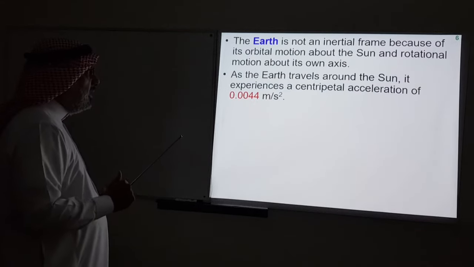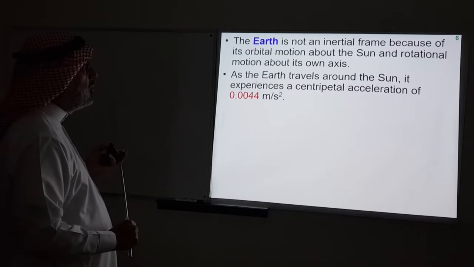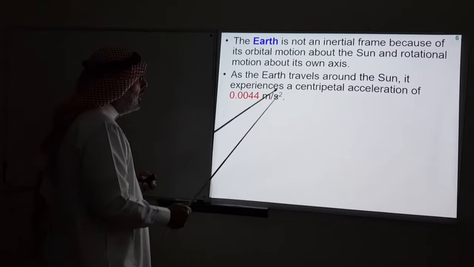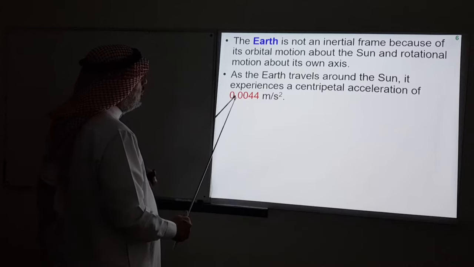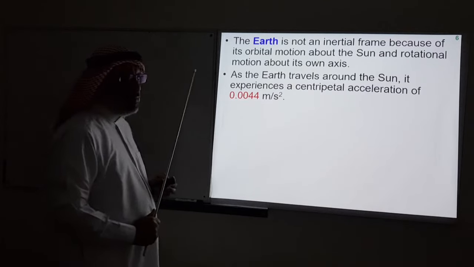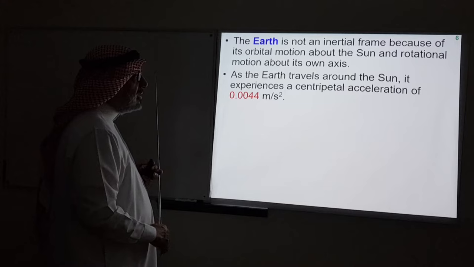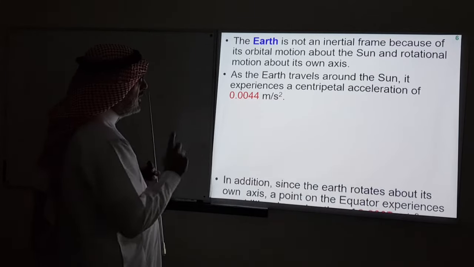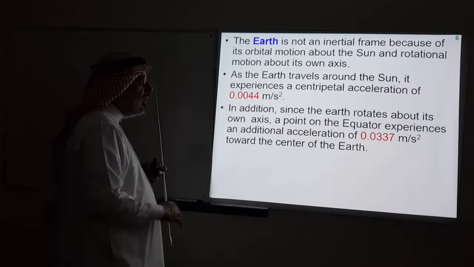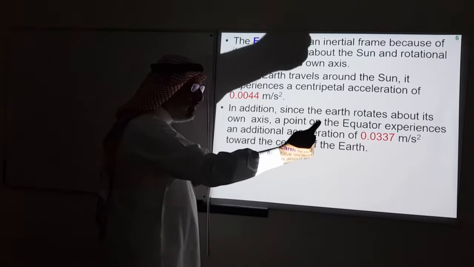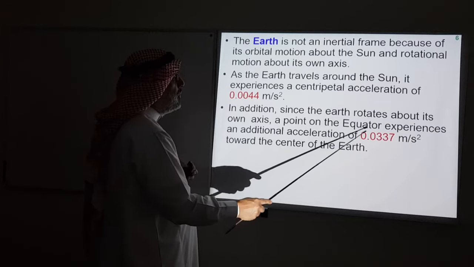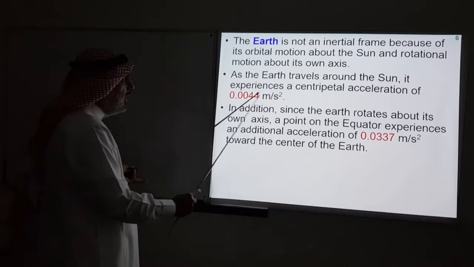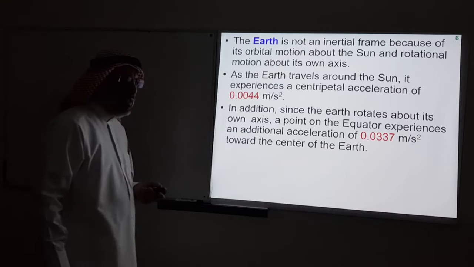But now let's look at how serious these accelerations are. The first one, which is the acceleration due to the rotation around the sun, corresponds to a centripetal acceleration of 0.0044 meters per second squared. The centripetal acceleration due to the rotation of the Earth around itself, for a point on the equator, which is the maximum value we can have, is 0.0337 meters per second squared. So these are the magnitudes of these centripetal accelerations.